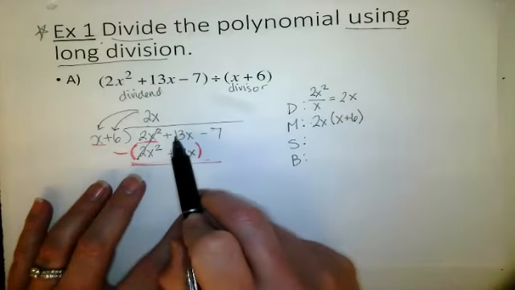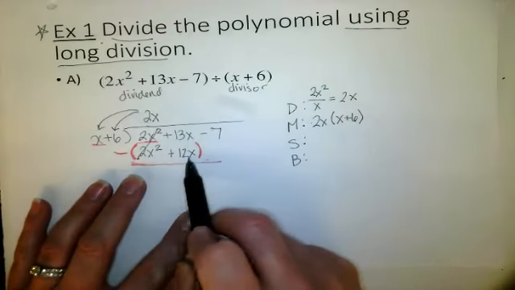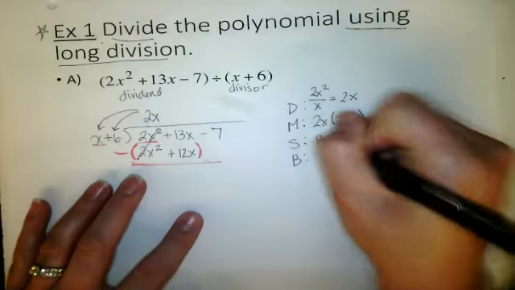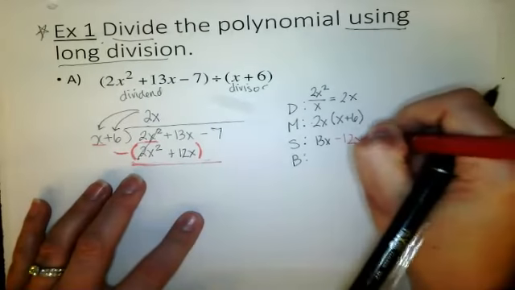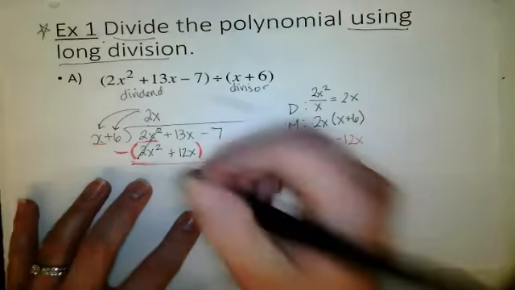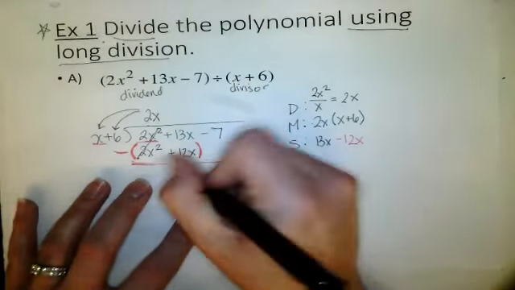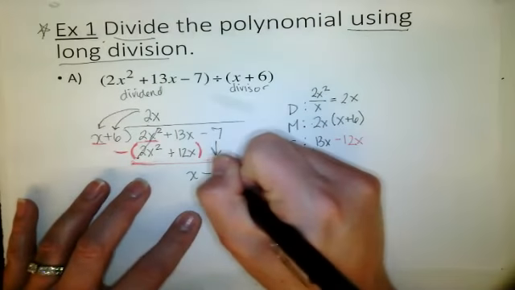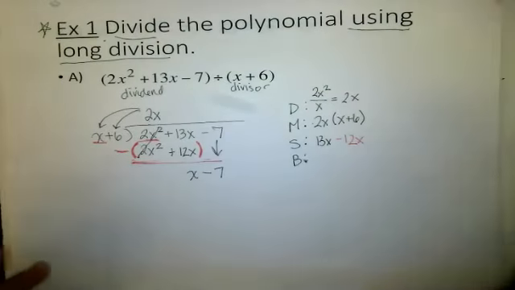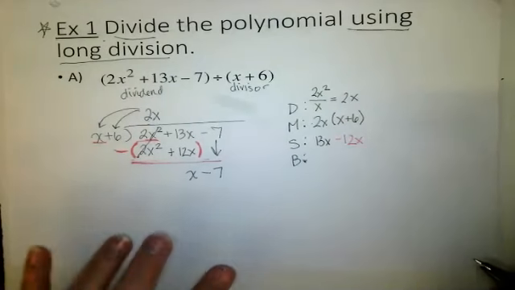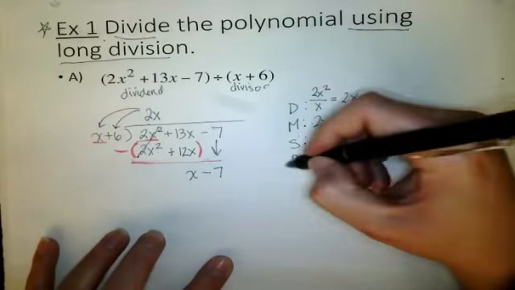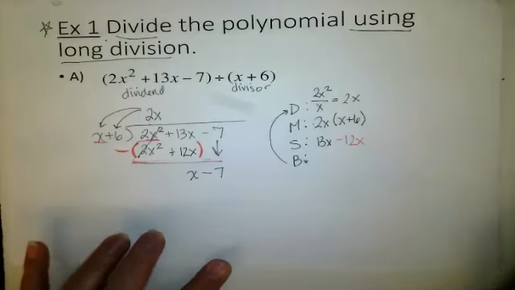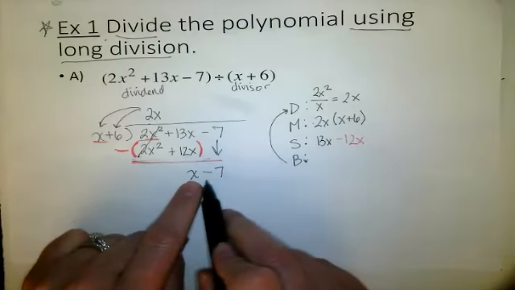Now we move over. 13x, take away 12x. What do we get? 1x, yes. All right, then what do we do? Bring down, B for bring down. Bring down the negative 7. And then what? Start over, repeat the process, go back and do it again. Except now, here is our reduced polynomial, our simplified version.